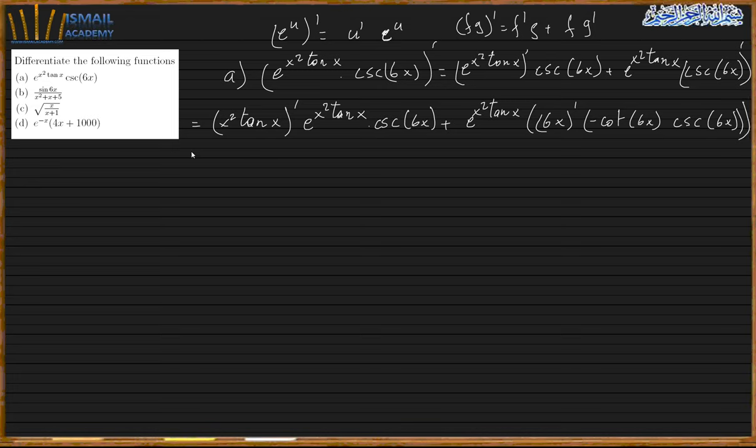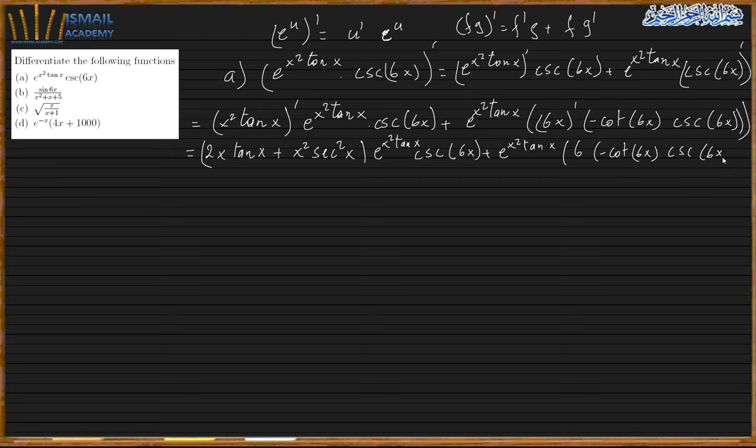Now this is the product rule, so this will be 2x tangent x plus derivative of tangent is secant square, so it's going to be x square secant square x times e^(x square) tangent x cosecant 6x plus e^(x square) tangent x, derivative of 6x is just 6, times minus cotangent of 6x cosecant of 6x.